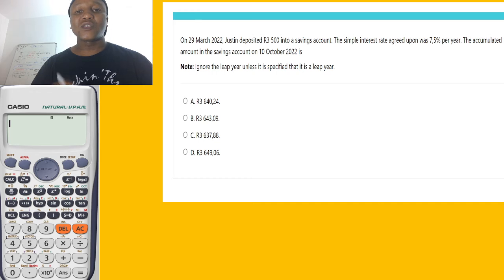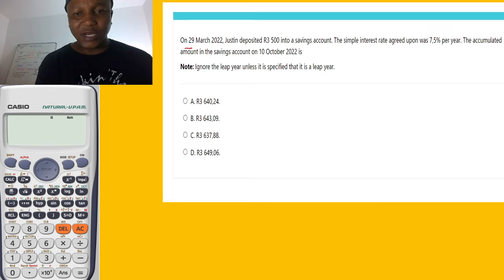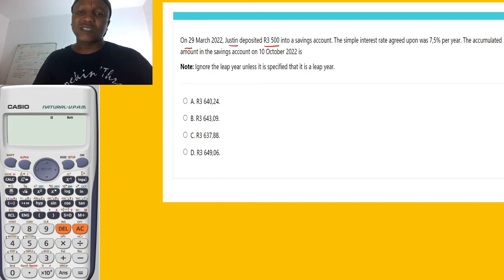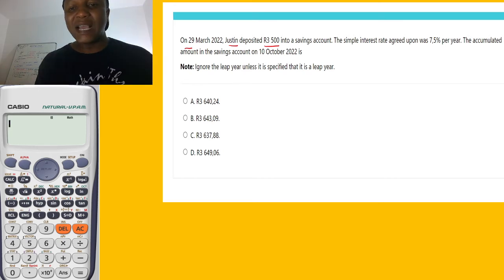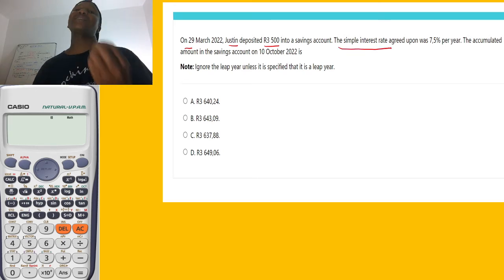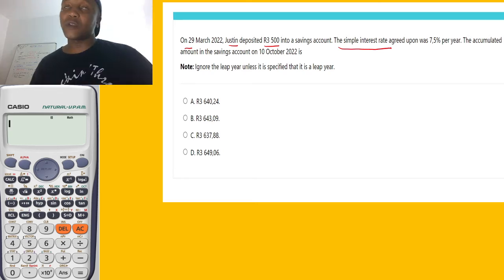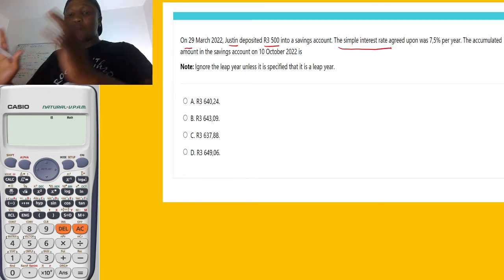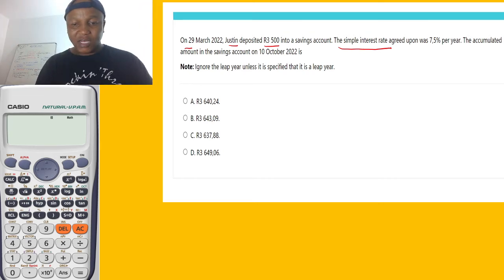Okay, so now let's get to this question here. They say on 29th March, Jackson deposited 35,000 into the savings account. So they just say deposited. So there are no keywords. When you read the question, make sure you catch the keyword, the key concept. The simple interest rate, that's a keyword. So if it's the simple interest rate, we're going to use the following formula. If they say compounded, it's going to be another formula. When they say discount rate, that's going to be another formula. For this case right now, it is the simple interest rate.